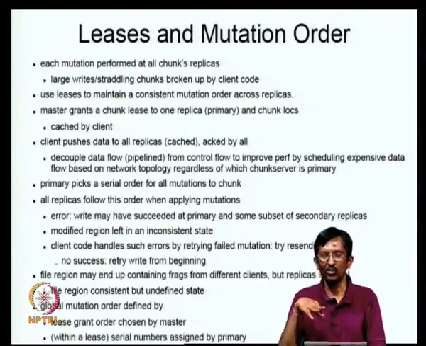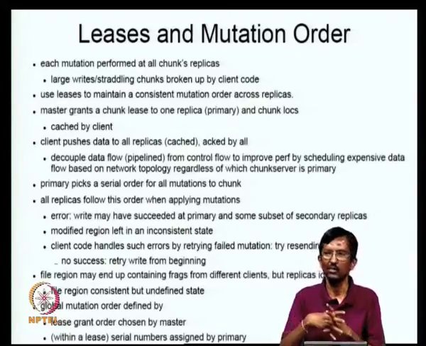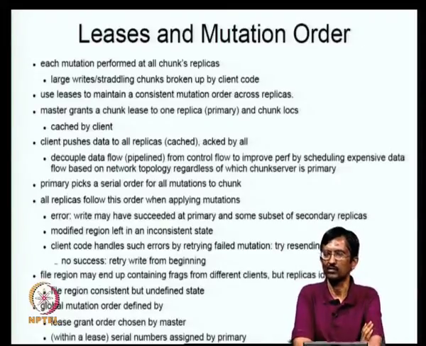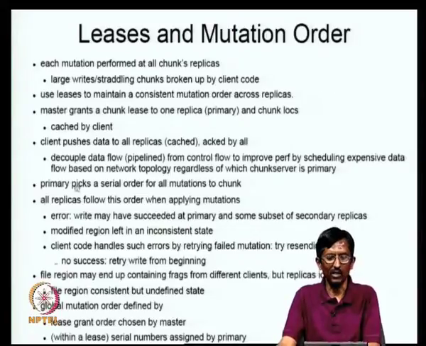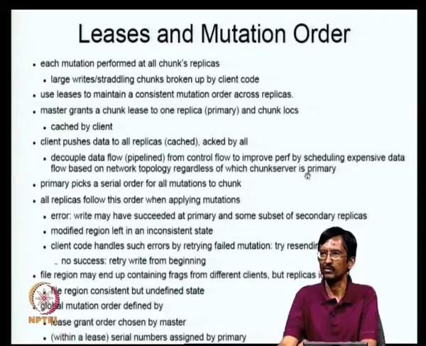This is not a good idea when you are transferring large 64 megabyte chunks, for example, or big, huge writes. So, they try to decouple the data flow from control flow to improve performance by scheduling expensive data flow based on network topology, regardless of which chunk server is primary.